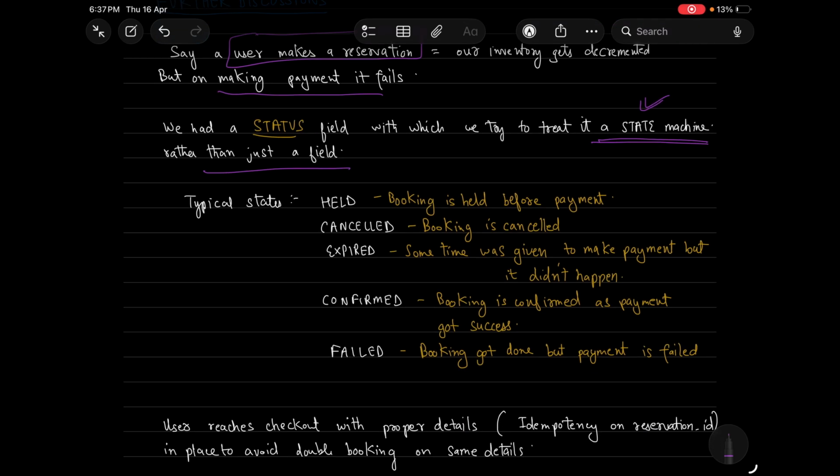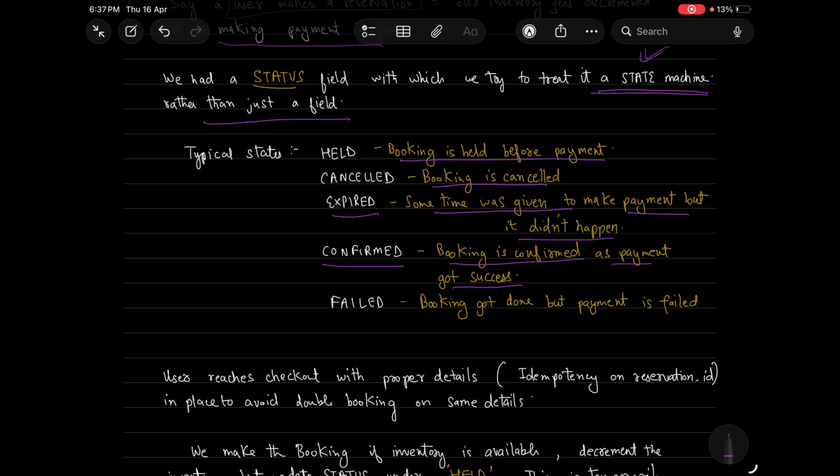Typical states that we can discuss are: held, as we discussed above as well, which means the booking is held before payment, so that can be a default state as soon as a reservation comes in. Cancelled, the booking has been cancelled. Expired, some time was given to make the payment, but it didn't get triggered or succeed by the user, so it would be marked as expired. Then confirmed, the booking is confirmed as payment was made within the given time and it succeeded. Failed, the booking got done, payment was tried, but it eventually failed.